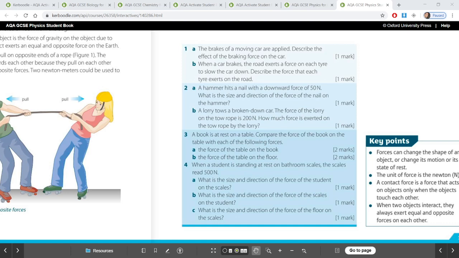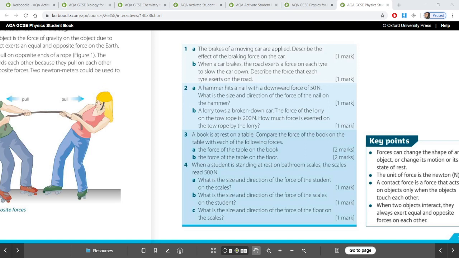So the student is standing at rest on the bathroom scales. The scales read 500 newtons. So there is a force of 500 newtons downwards from the student onto the scales. Size and direction of the force of the scales on the student, exactly the same in the opposite direction. So the scales are pushing up with an equal and opposite force of 500 newtons.